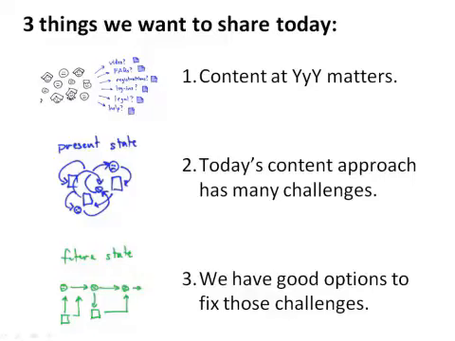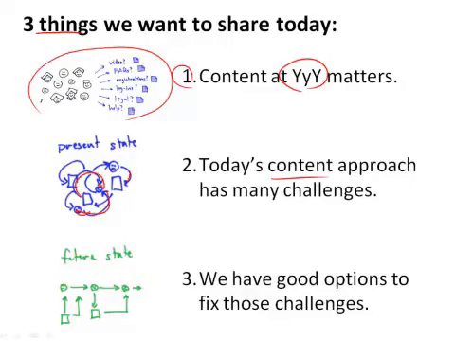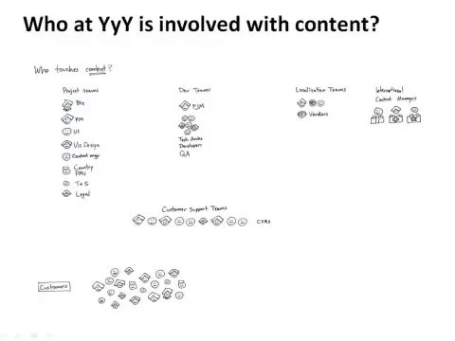We started out and we said, there are three things that we want to share with you today. The first one is, content at our company really matters. There's lots of it, but today's content approach has many challenges. If you look at it, it's really kind of a mess. It wasn't set up particularly well to grow, and it hasn't scaled very well. However, the good news is we have some good options to help fix those challenges and make what was once a very complicated process actually quite seamless. Let's continue on.